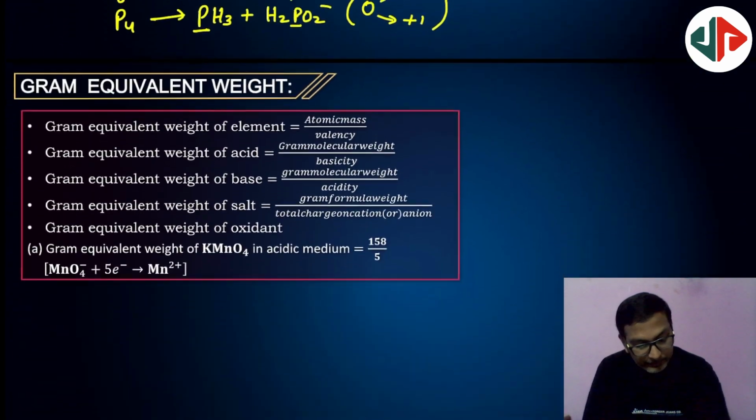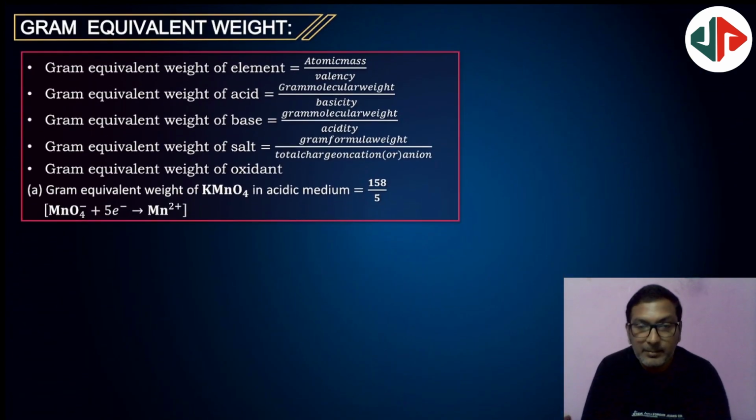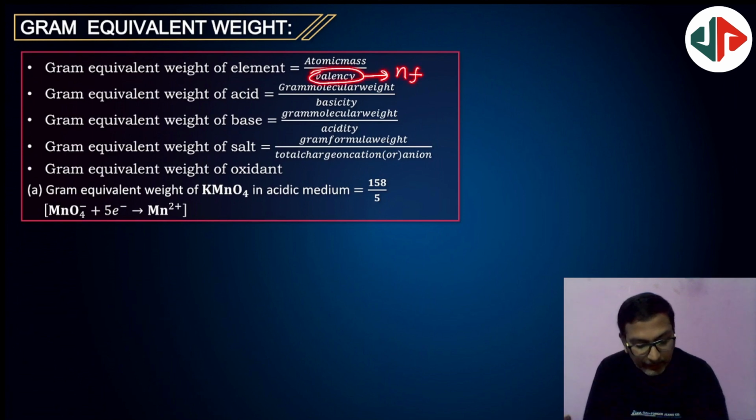Next, gram equivalent weight. The equivalent weight of an element will be calculated by atomic weight by valency. Here valency is the n factor. All denominator values are n factors.